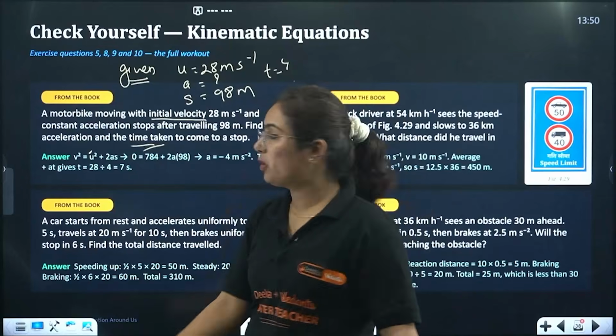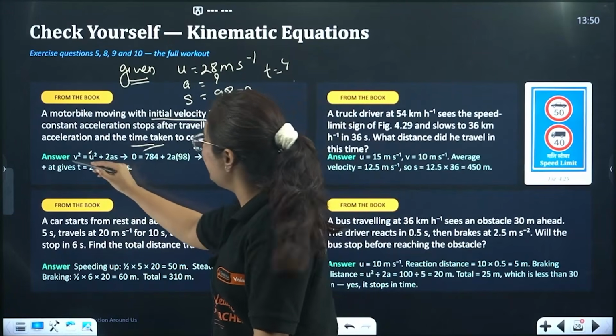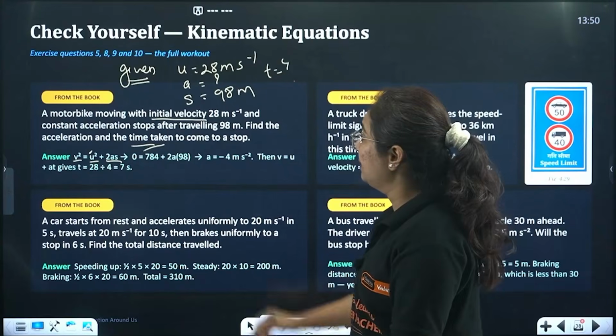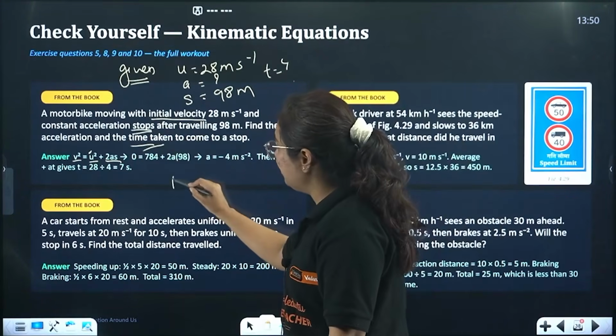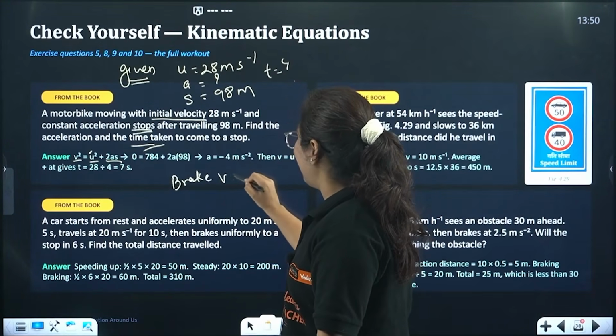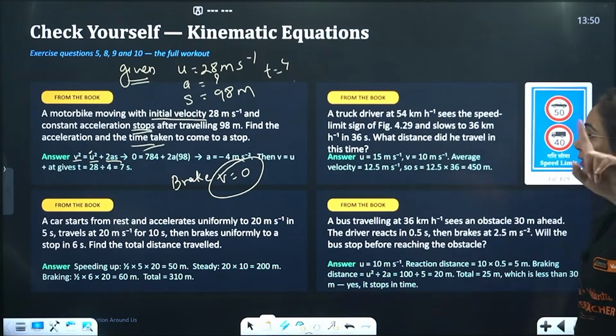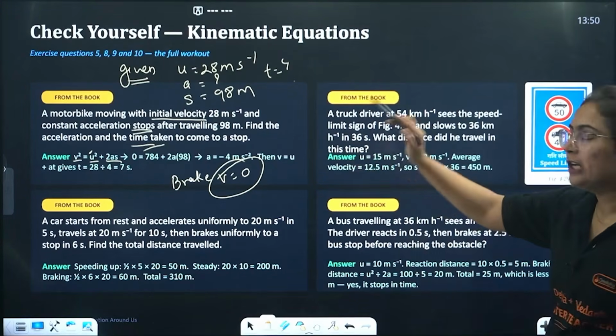So, which equation are you going to use when time is not given? V square equals U square plus 2AS. And we know that as the vehicle is stopping, that means brake is being applied. So the final velocity will become 0. Okay, the object will stop moving, will become at rest. Solve it, try to solve it.